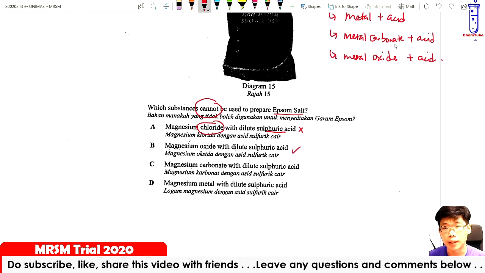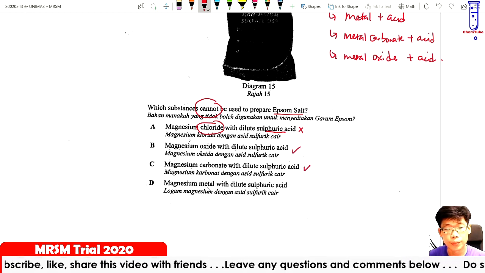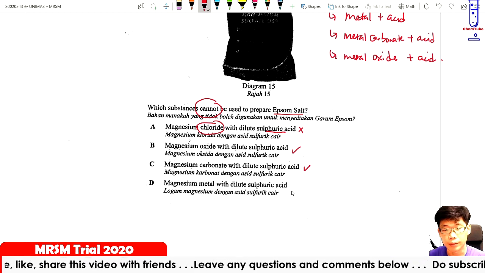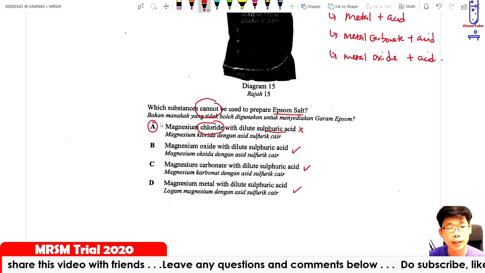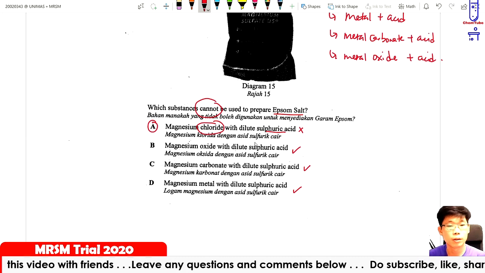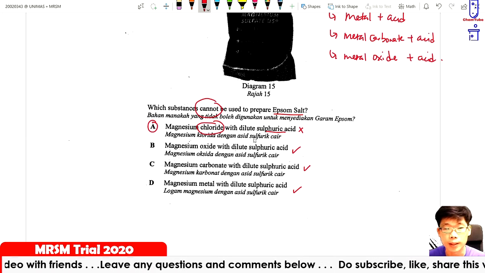Magnesium carbonate is a metal carbonate, yes. Magnesium metal, yes, metal with acid. So only A is not suitable to prepare magnesium sulfate.